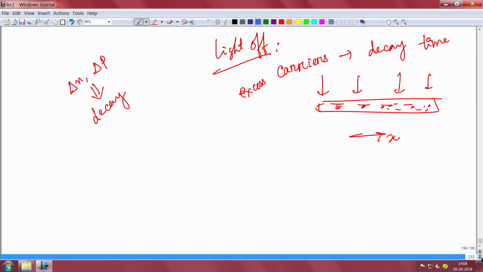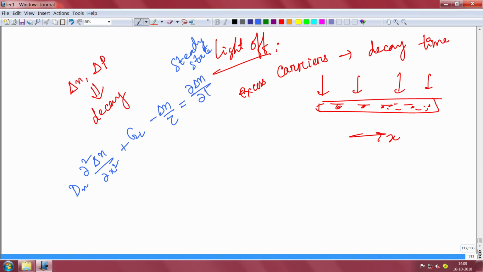So now the continuity equation is D times delta squared n by dx squared plus gL minus delta n by tau. Actually we put this as 0 because it was in steady state. If you recall the derivation, this is actually not 0. We put it 0 because in steady state it is 0, but now it is not steady state when you switch off the light. Actually this was delta n by dt, with respect to time. This is again 0 because there is no change in x, everywhere it's the same.